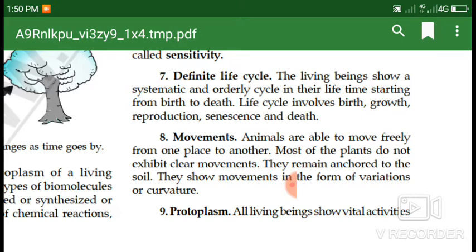Definite life cycle. All living beings show a systematic and orderly cycle in their lifetime, starting from birth to death. The life cycle involves birth, growth, reproduction, senescence and death. So every living organism has a definite life cycle.